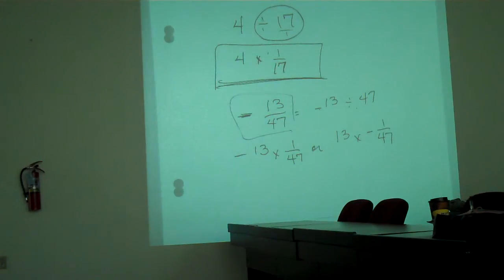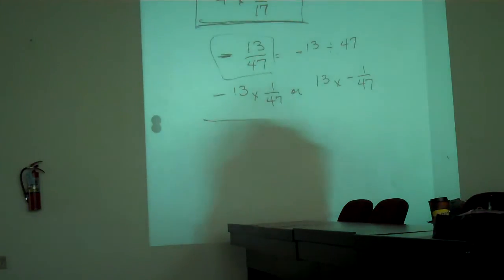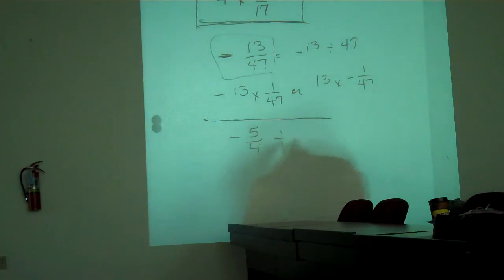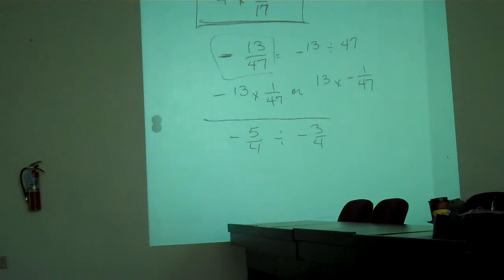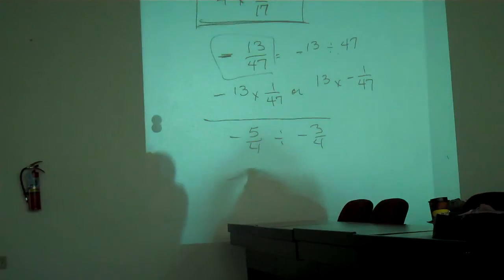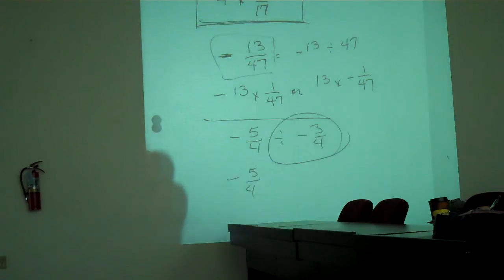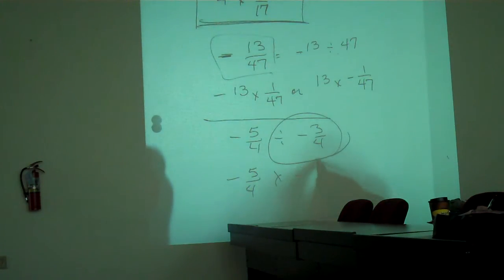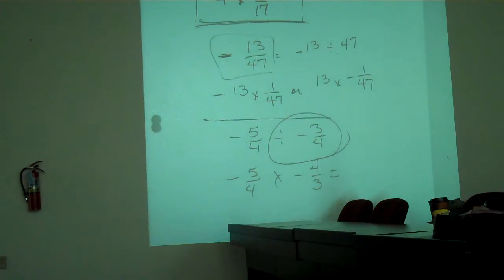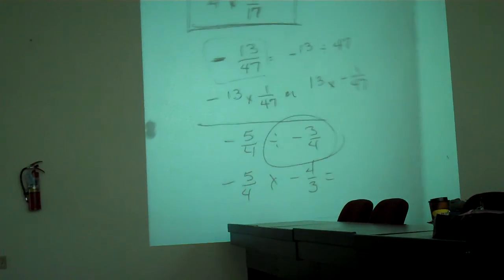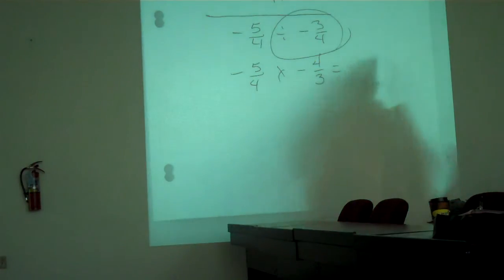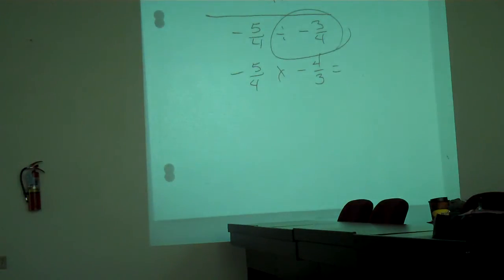Okay, there's some more, 49, 50. Those are just regular division problems. Change them to multiplication. Like number 51 says negative 5/4 divided by negative 3/4. Leave the first part. Change that to multiplying by the reciprocal. Okay, if you multiply right away before you do any canceling, don't forget to divide later. If you get 20 over 12, don't forget to reduce it.